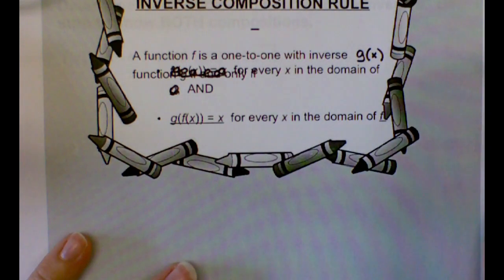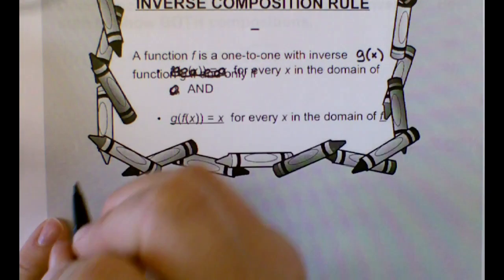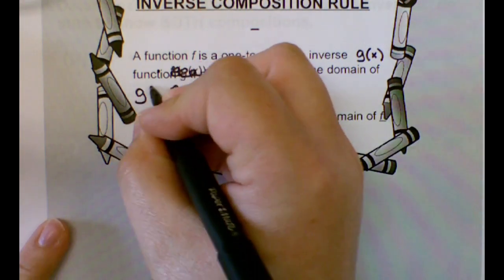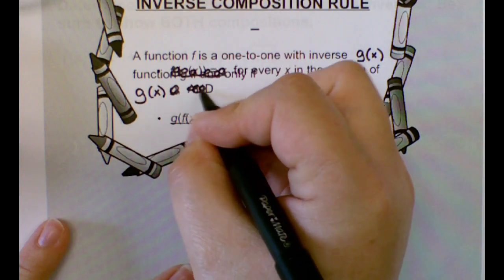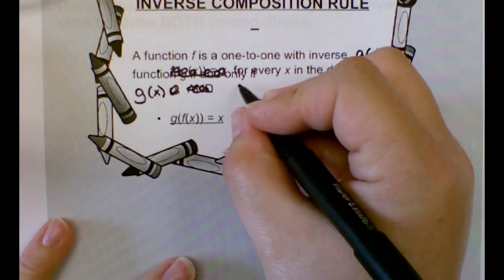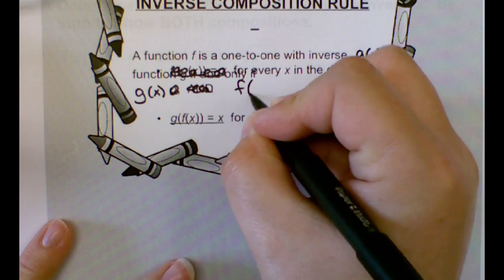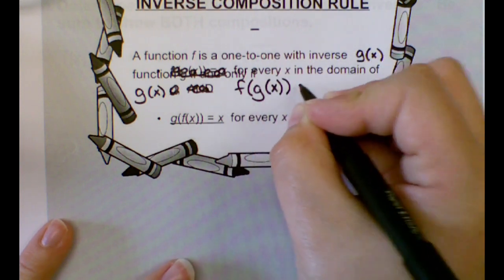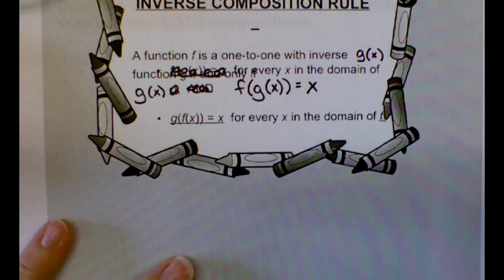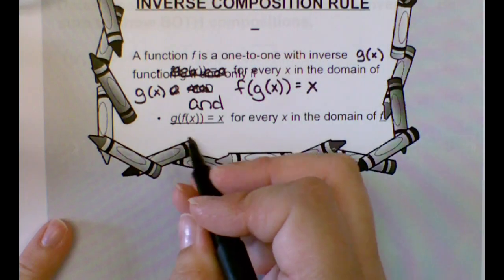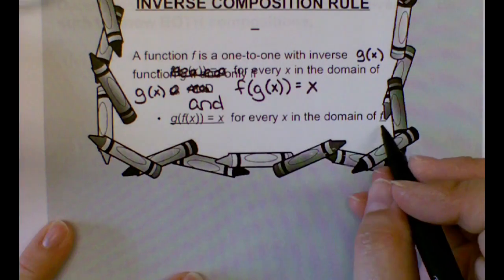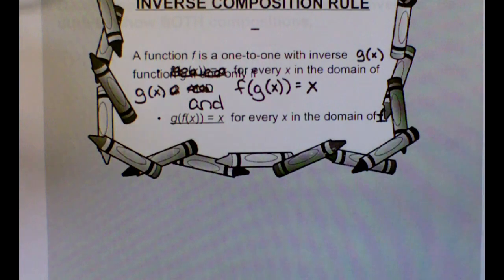So for every x in the domain of g of x, f of g of x equals x, and g of f of x equals x for every x in the domain of f. So if I do function composition with inverse functions, either way, it'll simplify to just x. That is how we know they are inverses.